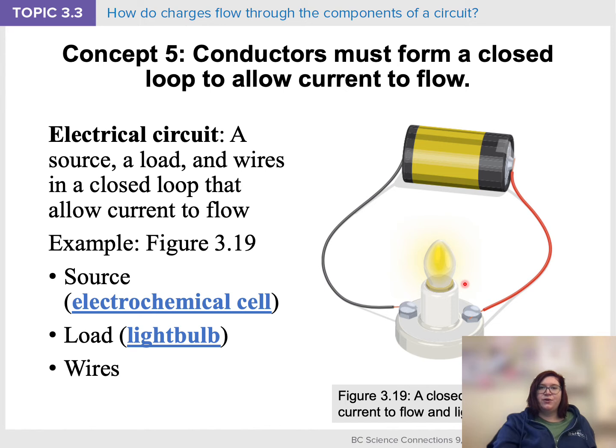So you need to have, for example, in this one, a source, which is our electrochemical cell. It could also be a battery, it could be a plug from the wall. We have our load, which in this case is a light bulb, and then we have conductors or wires forming this closed circuit so that current can flow through.